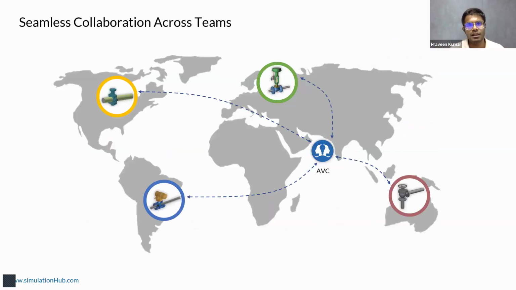So it's a seamless collaboration across different teams. You can extend the same thing. Let's say your team sits in different locations and works on different product lines, like one on ball valves, another on globe valves. Everything can be done and simulated at the same time.